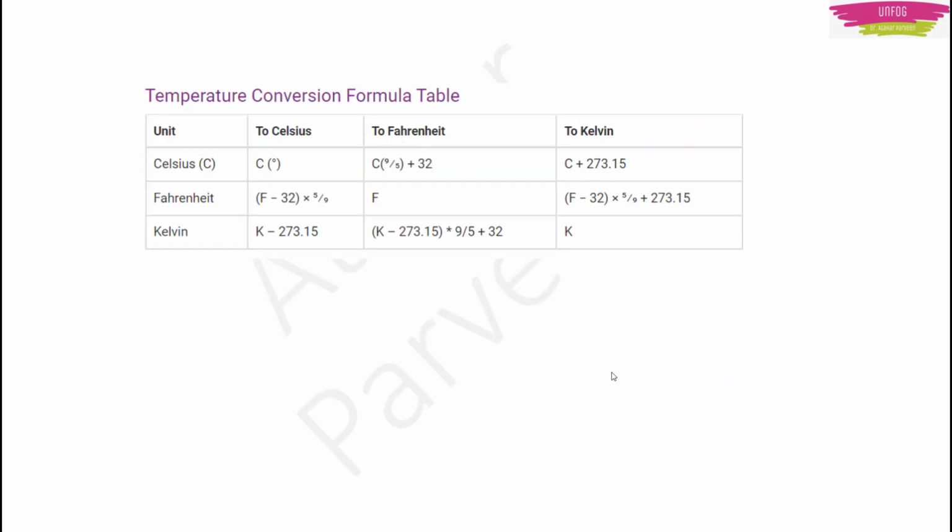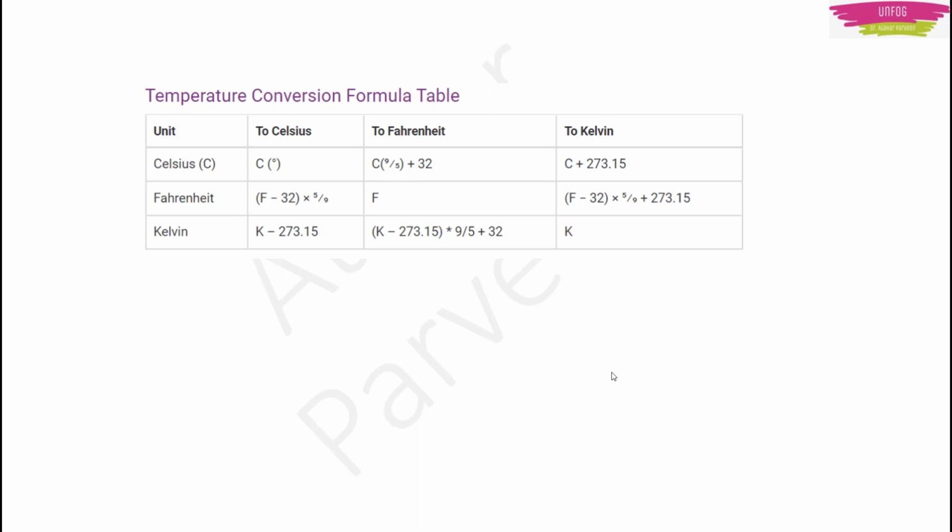Now you can change these temperature units. You use this table and you can convert Celsius to Fahrenheit, Celsius to Kelvin, or Fahrenheit to Celsius, or Fahrenheit to Kelvin, or Kelvin to Celsius, or Kelvin to Fahrenheit. Using these relations, you can convert them. Okay, we will do numericals based on this. So you will learn it by yourself while practicing the numericals. These are very simple things.